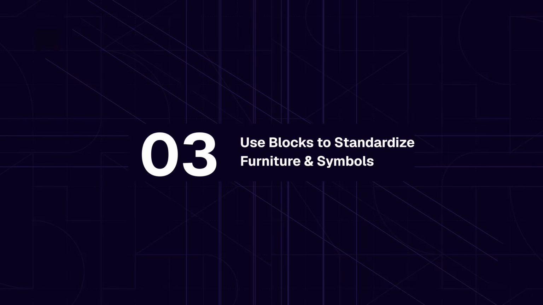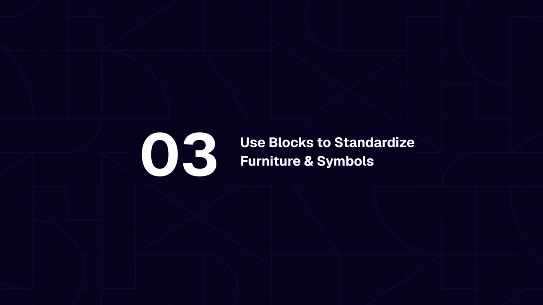Number 3, use blocks to standardize furniture and symbols. A strong block system ensures furniture and symbols read correctly in scale, style, and hierarchy, creating consistent, accurate drawings whilst dramatically speeding up your workflow.